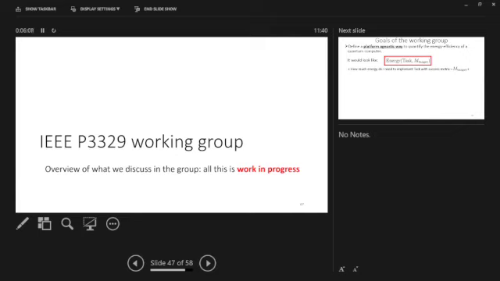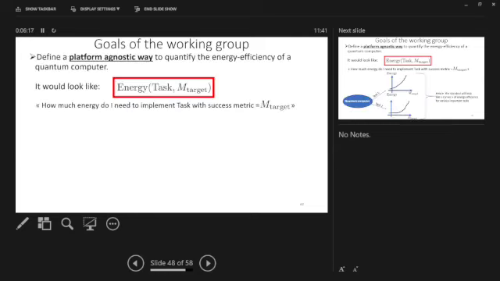Okay, and now I will talk about the IEEE Working Group. You will see that some of the things I presented here are related to how to define this. The goal of the working group is to define a platform-agnostic way to quantify the energy efficiency of a quantum computer. So we want that if someone comes with an ion trap quantum computer or a superconducting quantum computer, even though the technologies are completely different, we can say your quantum computer is more energy efficient than his.